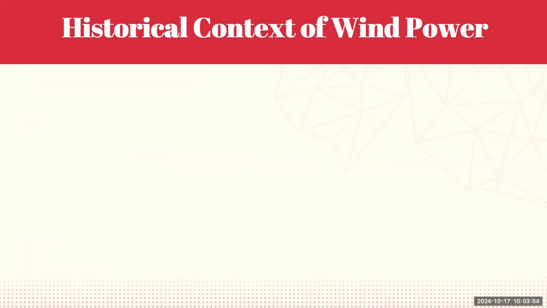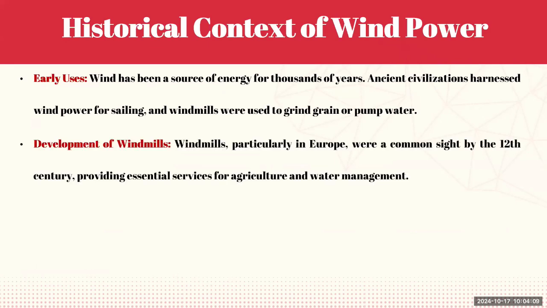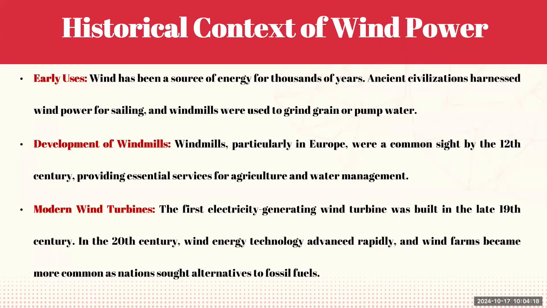In early uses, wind has been harnessed by humans for thousands of years. We know that ancient civilizations used wind power for activities such as sailing, and windmills were often used to grind grain or pump water. By the 12th century, windmills became a common sight across Europe, which were essential for agricultural tasks and water management. As for modern wind turbines, the shift from windmills to wind turbines occurred in the late 19th century, with the first electric generating wind turbine being built. Over the 20th century, as nations began looking for alternatives to fossil fuels, wind energy technology evolved rapidly, leading to the development of large-scale wind farms.